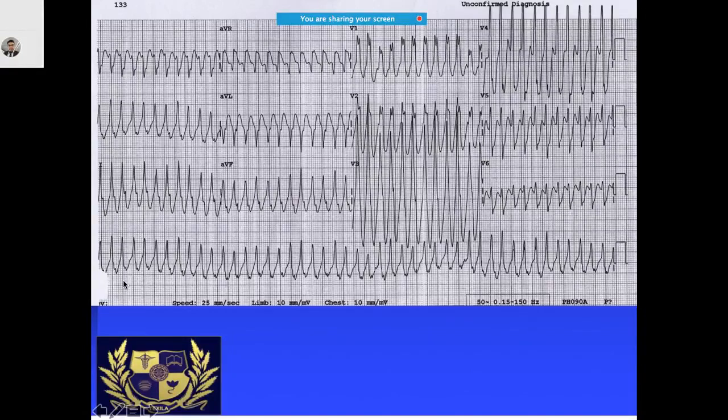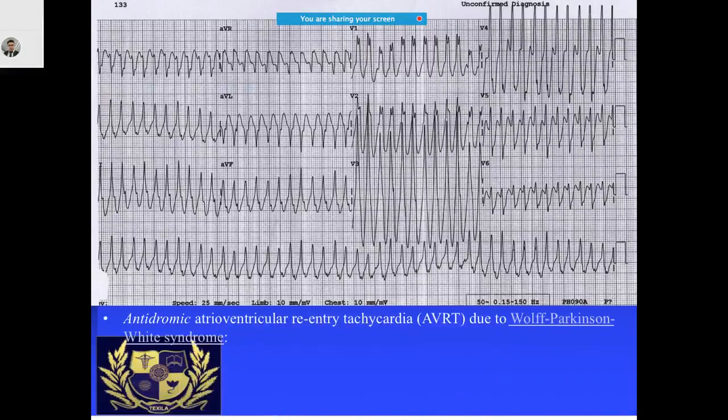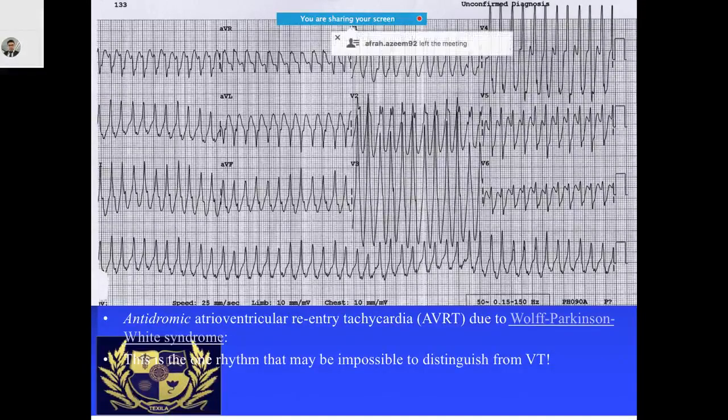So if it is long RP, what will you call it? AVRT, right? So AVRT means atrioventricular re-entry tachycardia, and that happens always due to the accessory pathway.